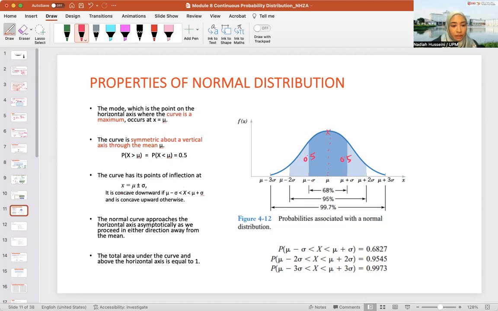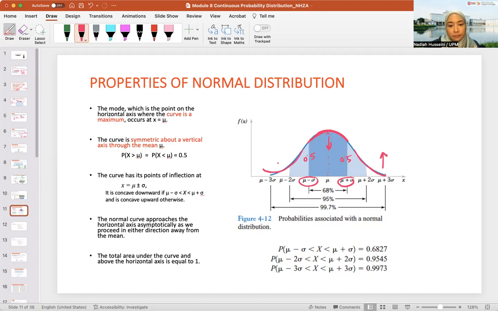The curve has its points of inflection at x equal to mu plus or minus the standard deviation. Let's look at that. It is concave downward if x is greater than mu minus standard deviation and less than mu plus standard deviation, which is here and here. If you don't remember concave from physics, think of a concave lens. There's no physics in this class. Concave downward, and it is concave upward otherwise, like this.